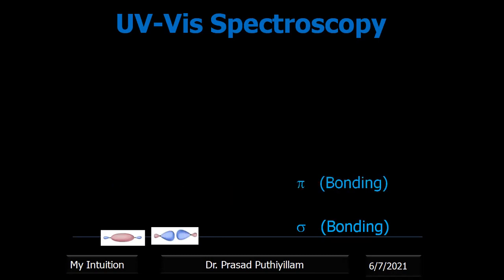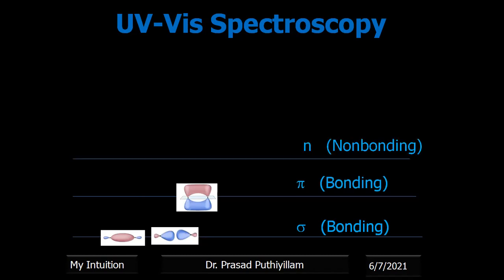Pi bonding does not have that much stability; it has higher energy compared to the sigma bonding molecular orbital. The pi has a little bit higher energy level. Then the third one, non-bonding, has an even higher energy level because it is not shared. It is a free pair of electrons, having higher energy.